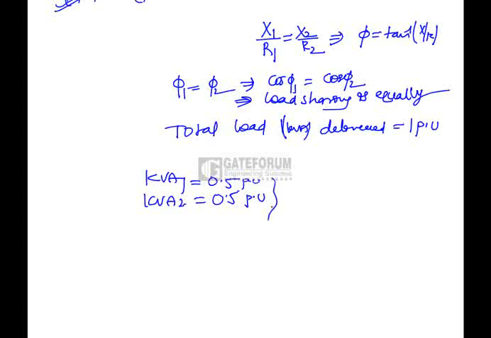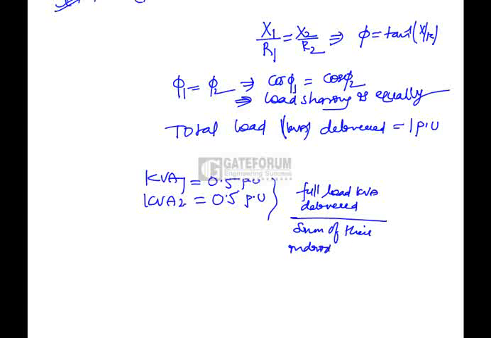So what is this full load kVA delivered? Full load kVA delivered divided by the sum of their individual kVA ratings is equal to 1 by 0.5 plus 0.5, which is equal to 1. So option A, 1, is the answer.